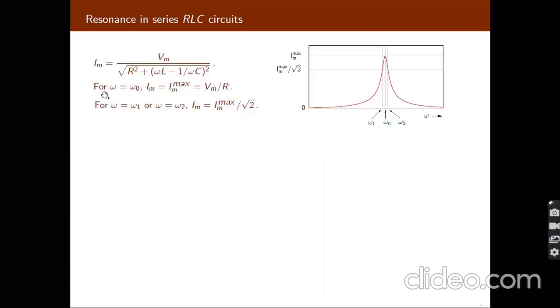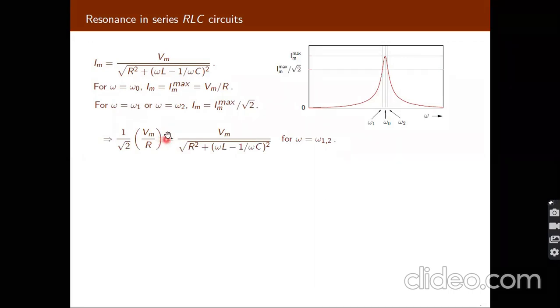Now write for omega equal to omega naught, Im is equal to I maximum, equal to Vm by R. So what is omega naught here? Resonance frequency. Correct? So just substitute omega equal to omega naught in this one. When these both are equal, I'm going to have only Vm by R. At resonance, the current is Vm by R. And at omega equal to omega 1 and omega equal to omega 2, the current is Im by root 2. That already we have discussed.